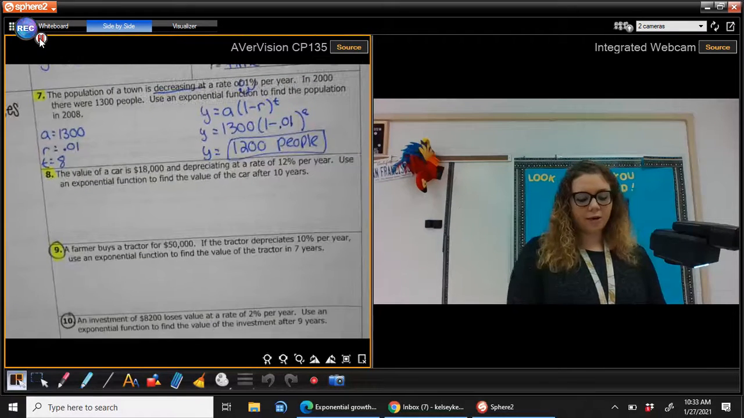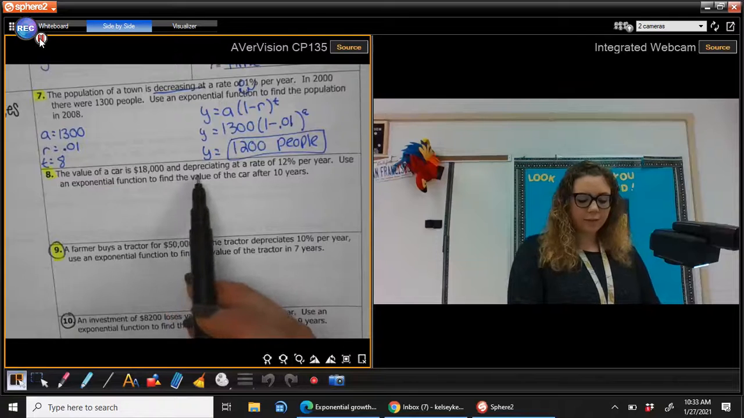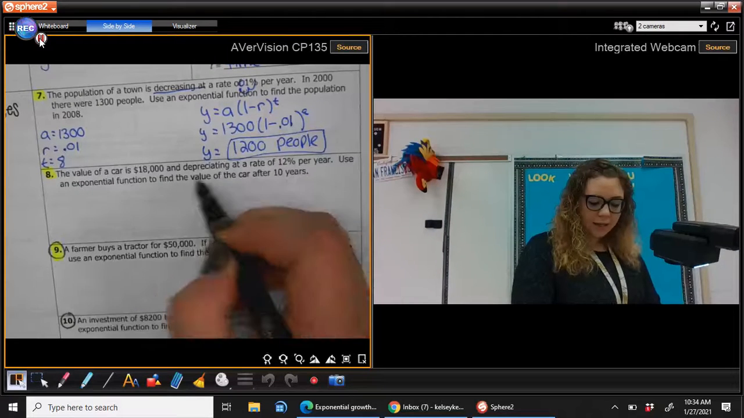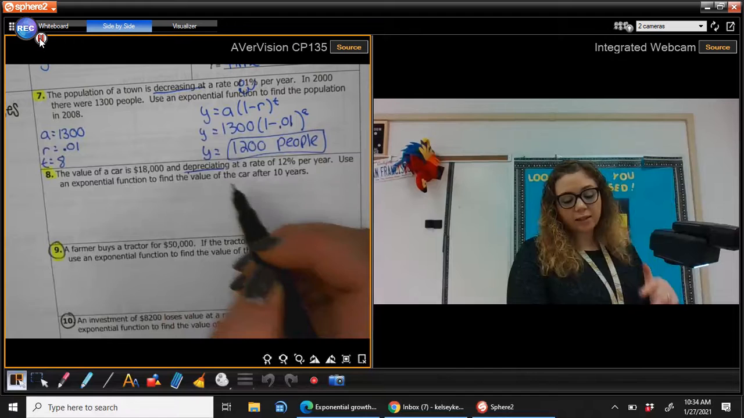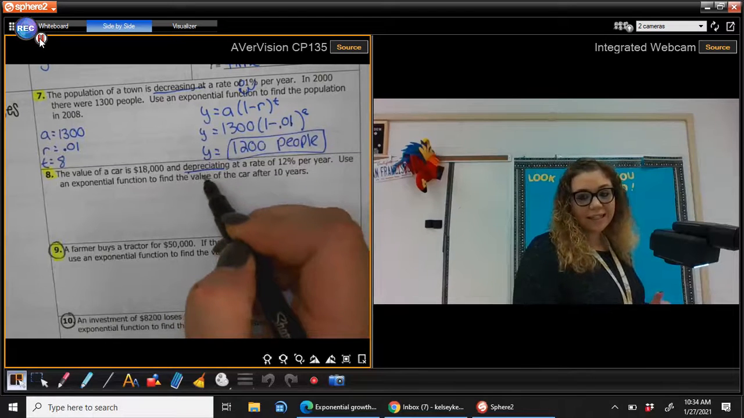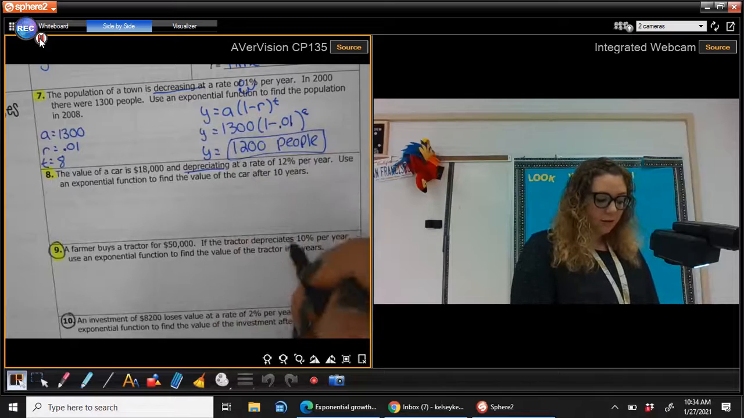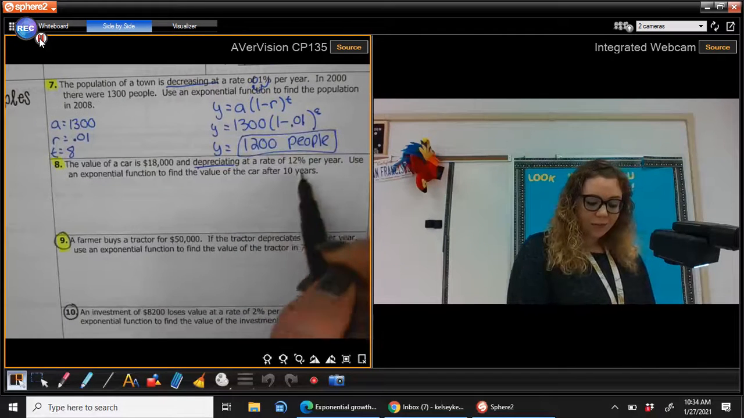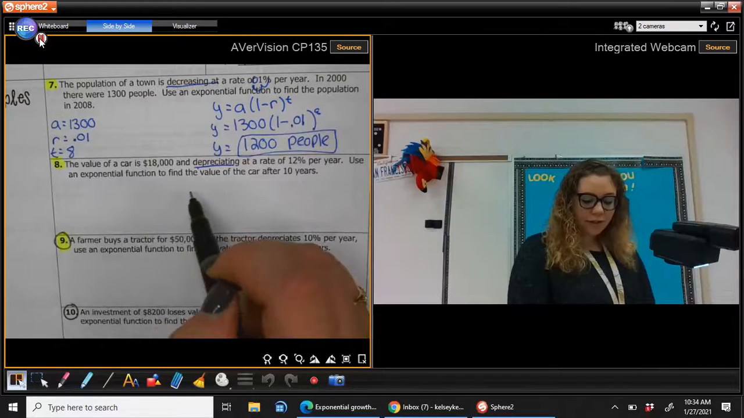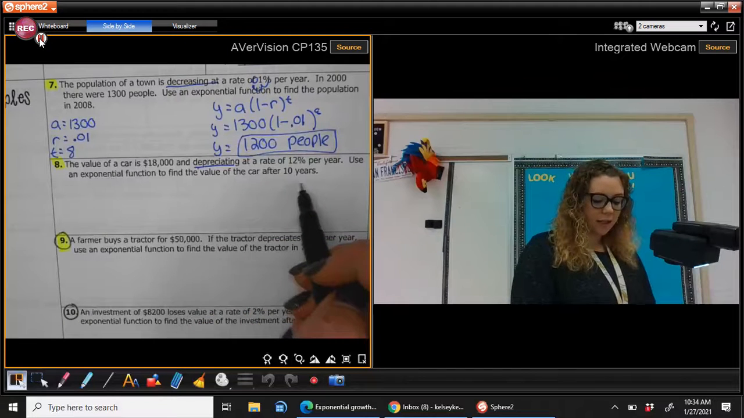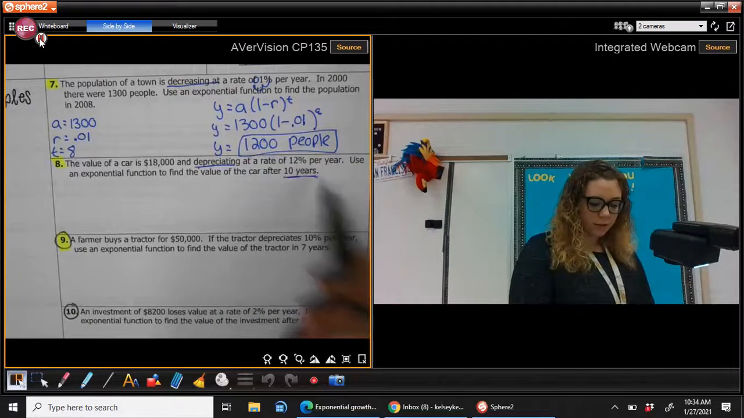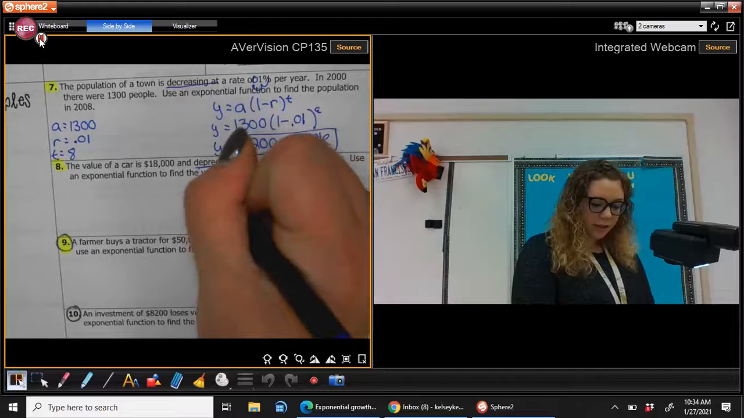The value of a car is 18,000 and is depreciating at a rate of 12% per year. Depreciating means going down. So anytime you see this, it's going to be decreasing, and you're going to use your exponential decay. Use an exponential function to find the value of the car after 10 years. So again, that means I'm going to use my decay.